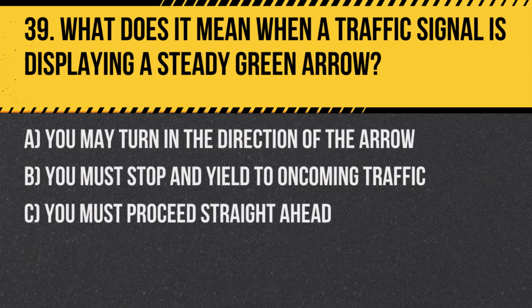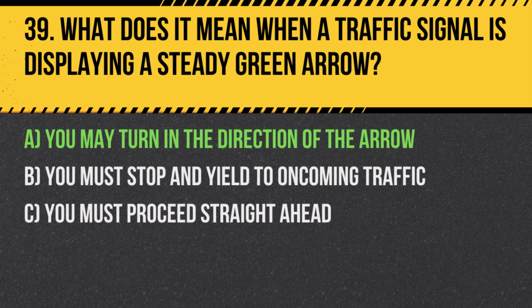Question 39. What does it mean when a traffic signal is displaying a steady green arrow? A. You may turn in the direction of the arrow. B. You must stop and yield to oncoming traffic. C. You must proceed straight ahead. Answer: A. You may turn in the direction of the arrow.